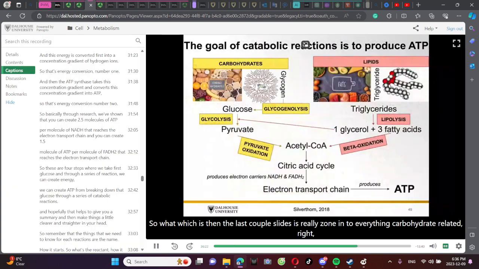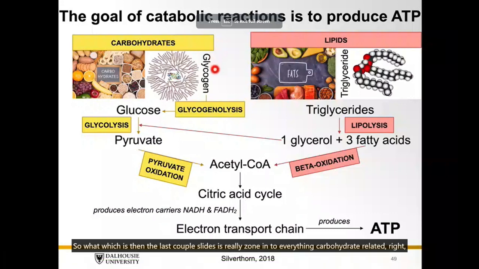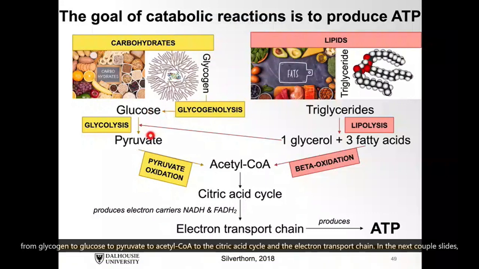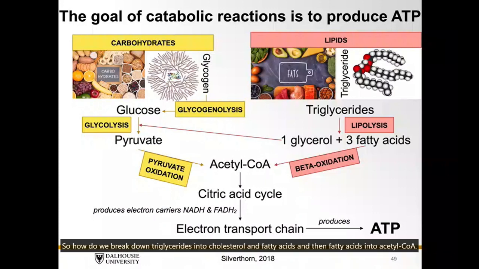So what we just did in the last couple of slides is really zone in to everything carbohydrate related, right? From glycogen to glucose to pyruvate to acetyl-CoA to the citric acid cycle and the electron transport chain. In the next couple of slides, we're looking at the lipid side of things. So how do we break down triglycerides into glycerol and fatty acids, and then fatty acids into acetyl-CoA?